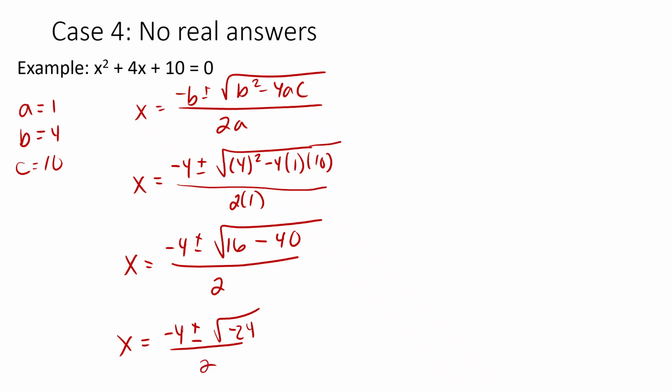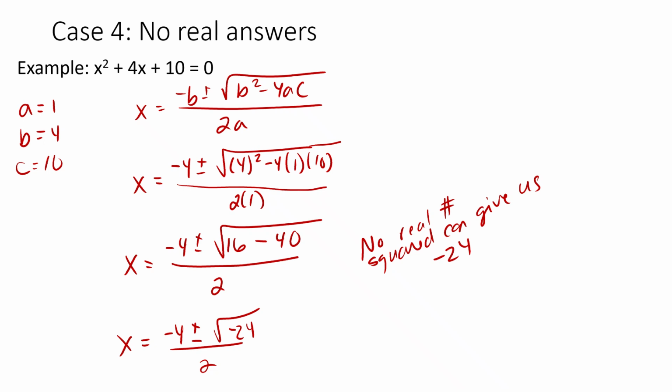And that's where we come to a standstill, okay? No real number squared can give us a negative 24. So you can spend some time trying to find a number, but remember what the square root does, the square root undoes squaring. It asks you what number squared gave us this number, and no real number that we can find on that number line anywhere is going to square and give us a negative 24.